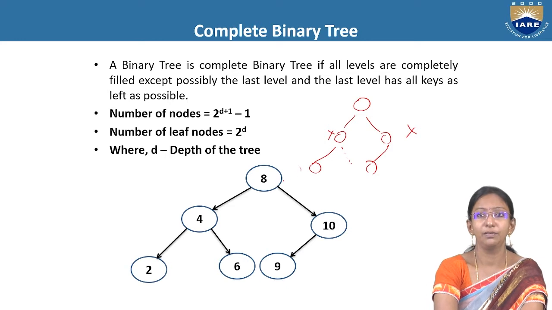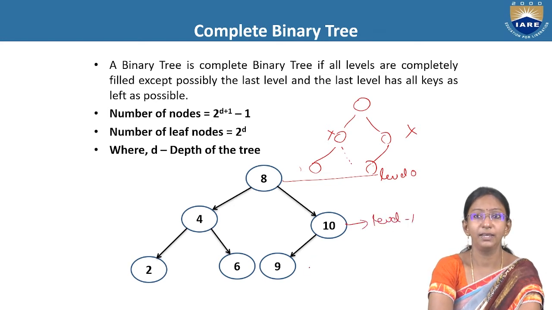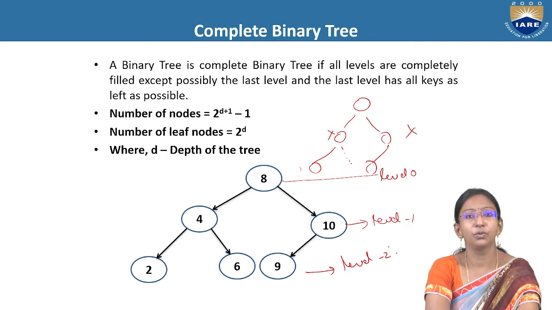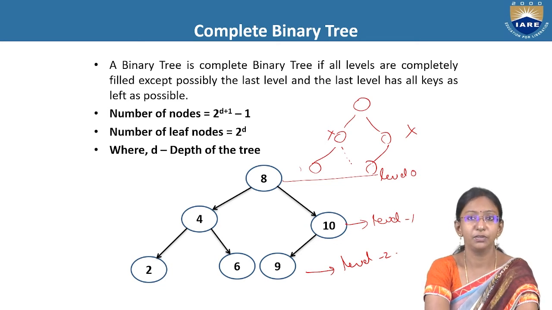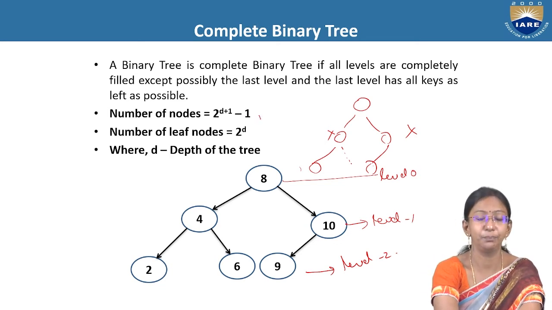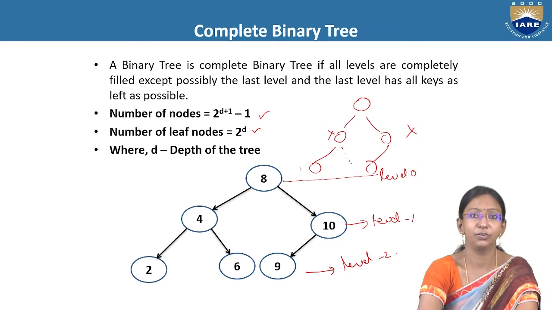So if you talk about levels, the root will always be at level 0. Its children will be at level 1 and its grandchildren will be at level 2. The number of nodes will be 2 to the power of d plus 1 minus 1, where d is the depth of the tree, and the number of leaf nodes is 2 to the power of d. Please remember these values, guys: the number of nodes in a complete binary tree and the number of leaf nodes in a complete binary tree.